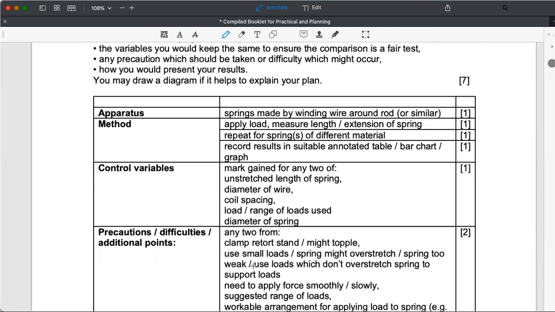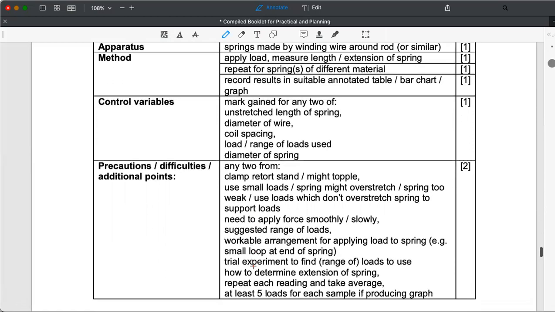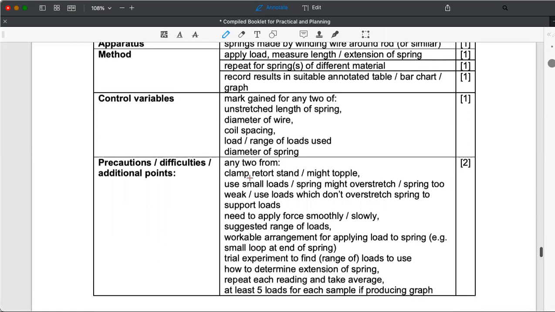Any precautions or difficulties, any two of them will do. For example, while clamping, the retort stand might topple, so try to use small loads. The spring might be overstretched so much that it cannot support any load. So try not to use too heavy loads, like 100 grams at one go. You don't do that. Use a small load at the start to prevent overstretch.